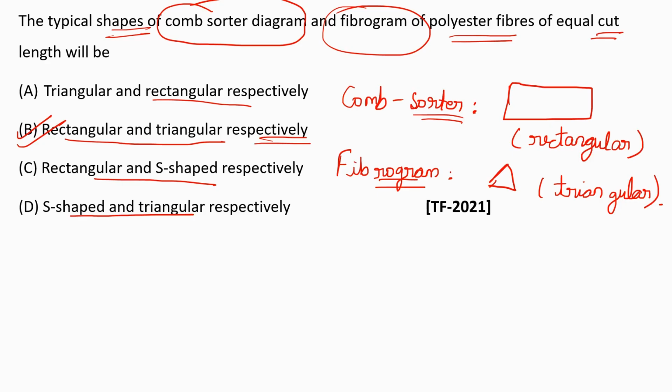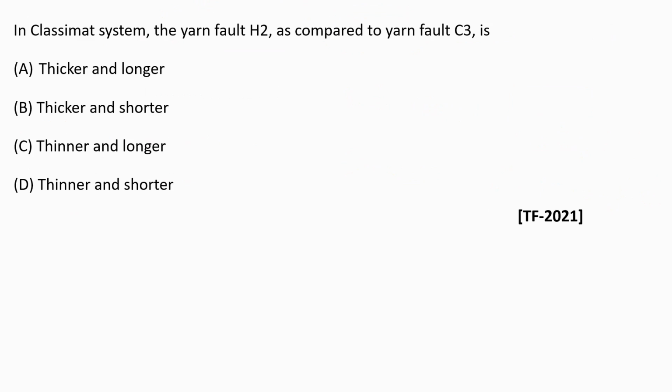Now coming to the next question. In Classimat system, the yarn fault H2 as compared to the yarn fault C3 is: thicker and longer, thicker and shorter, thinner and longer, thinner and shorter. So before answering, you have to know what the yarn faults are and which types of yarn faults are thicker, which are smaller, which is the thinnest.